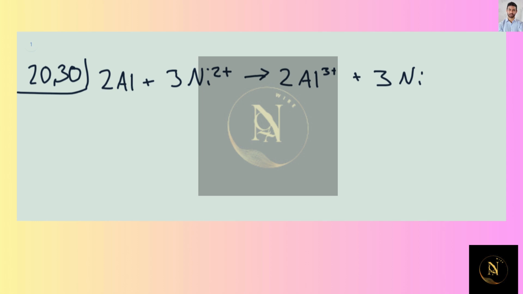Part A asks us what is being reduced and what is being oxidized. Here we can see from the change that aluminum is going from 0 to 3 plus, so it is losing electrons. So aluminum is being oxidized. And nickel is going from 2 plus to 0, so it's gaining electrons, so this nickel 2 plus ion is being reduced.